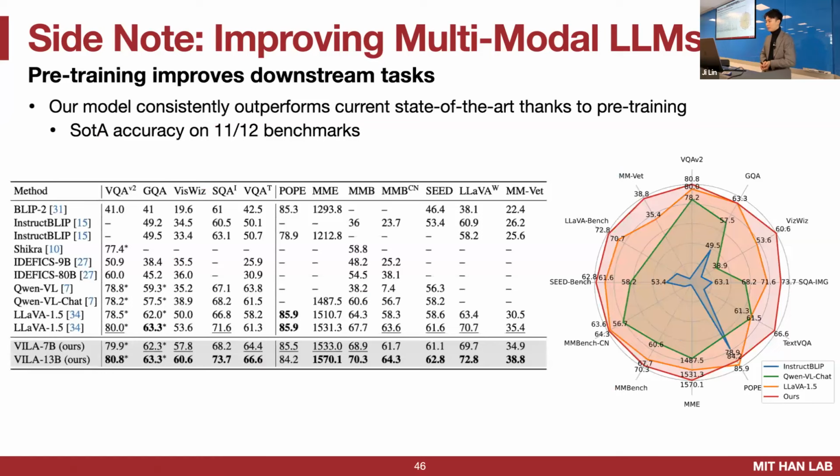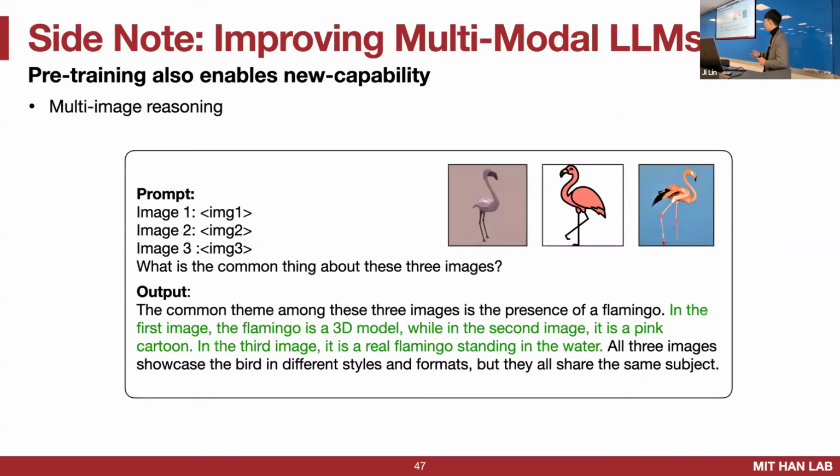With our study, we're able to consistently outperform the previous state of the art on 11 out of 12 benchmarks, thanks to the better pre-training under head-to-head comparison. And the pre-training also unlocks a lot of interesting capabilities. For example, during instruction tuning the model only sees a single image, but because of the good pre-training, it can actually reason over multiple images. For example, this is an example from the Flamingo paper, where our model gets that all these photos are of flamingos, but they have different art styles.